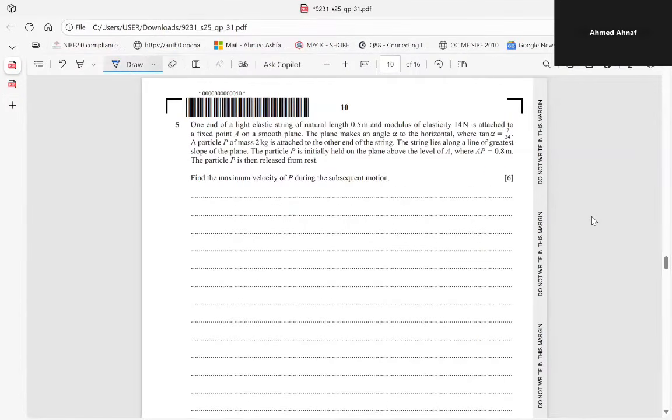Okay, so for this question, we're told that one end of a light elastic string of natural length 0.5 meters and modulus of elasticity 40 newtons is attached to a fixed point A on a smooth plane. We're also told that the plane makes an angle alpha to the horizontal, where tangent alpha equals 7 over 24. And then we are also told that a particle P of mass 2 kg is attached to the other end of the string. The string lies along a line of greatest slope of the plane. So the string is parallel to the plane that it's on.